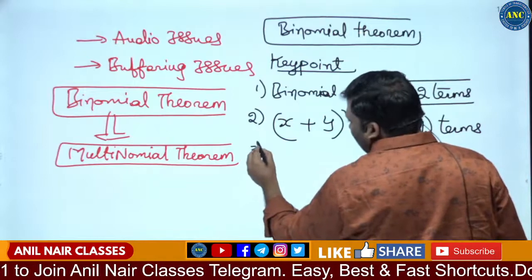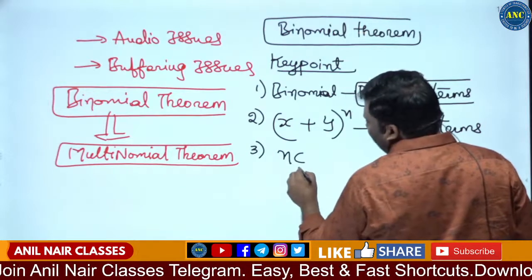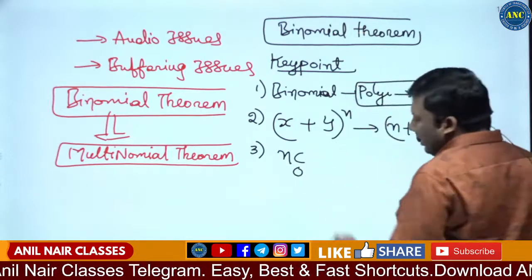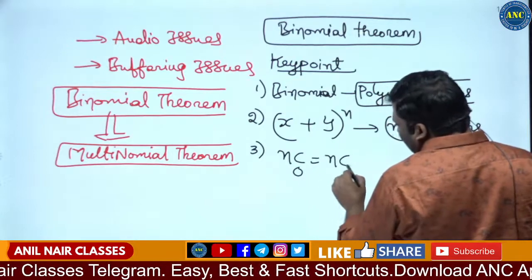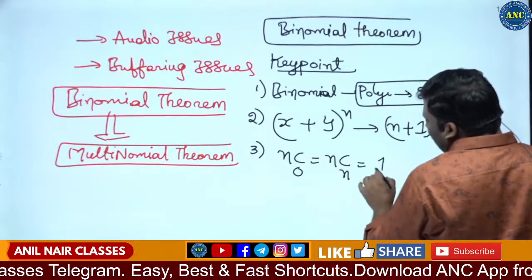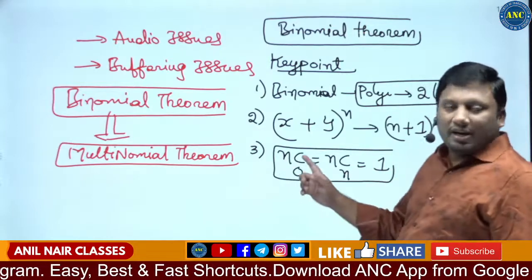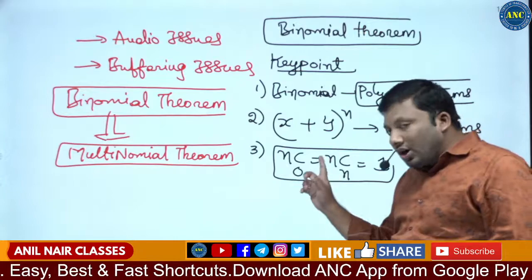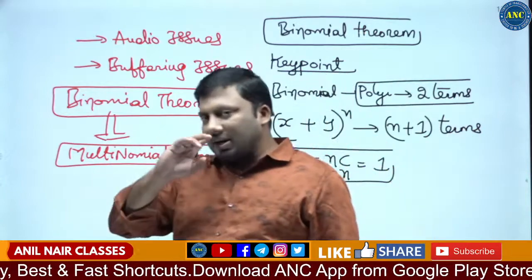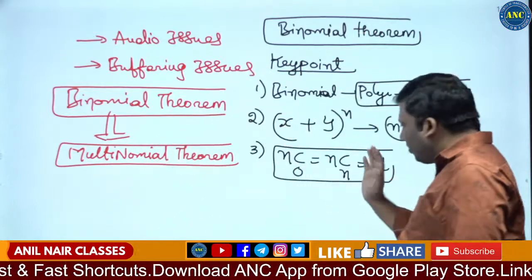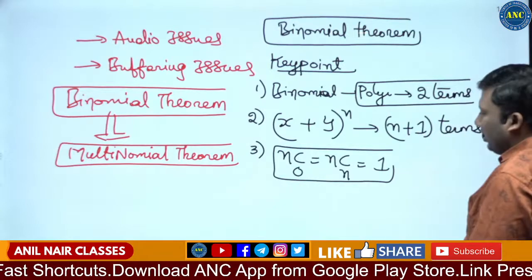And the third important key point is, out of n I am not selecting any. That means I am rejecting all. nC0 equivalent to nCn equivalent to 1. Out of n, I am not selecting any. Not selecting any is nothing but rejecting all. So nC0 equivalent to nCn equivalent to 1.